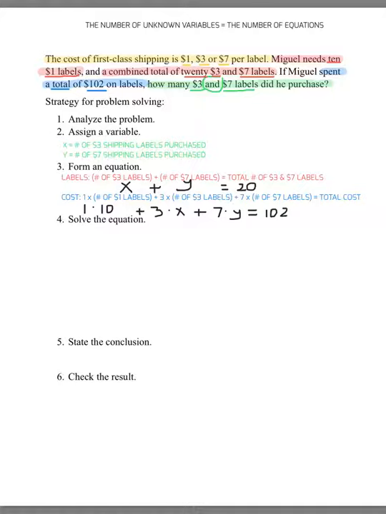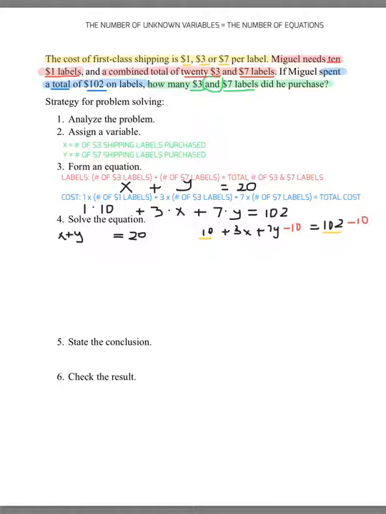So the first equation is x plus y equals 20. And the second equation is going to be 10 plus 3x plus 7y is equal to 102. So what you're going to want to do is simplify as much as possible on each equation. Notice that on the second equation we have 10 on the left and we have 102 on the right, so we can go ahead and combine those constants by subtracting 10 from both sides.